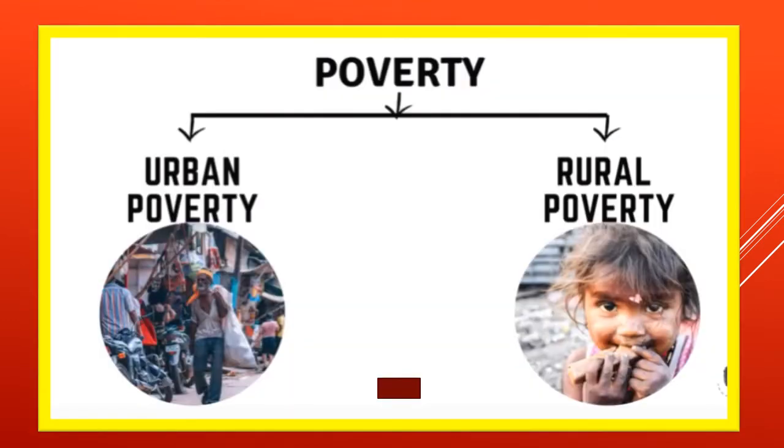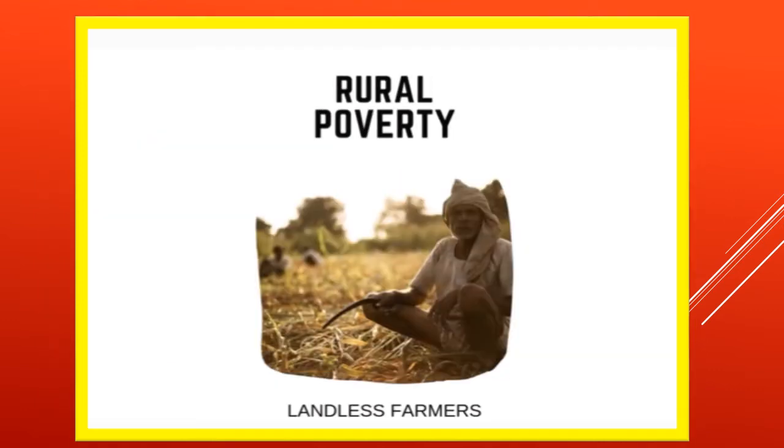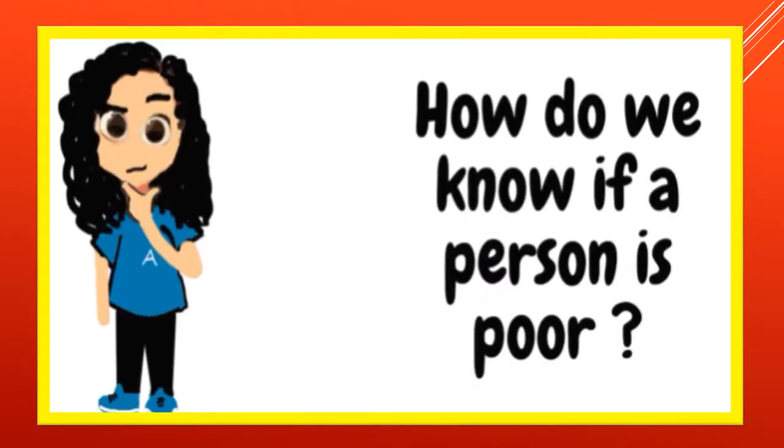So children, after the case study of Ram Saran and Lakha Singh, we see that there are 2 types of poverty in our country: urban poverty and rural poverty. In the urban poverty, we see the daily wage earners and the rickshaw pullers. In the rural poverty, we see landless farmers. How do we know if a person is poor?